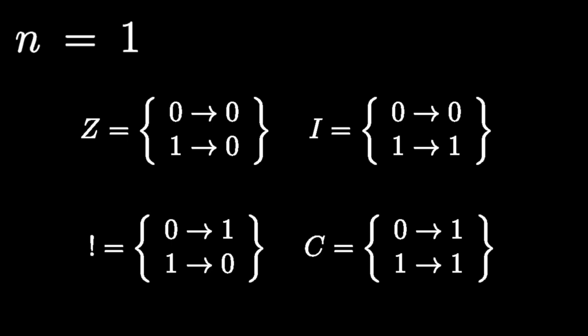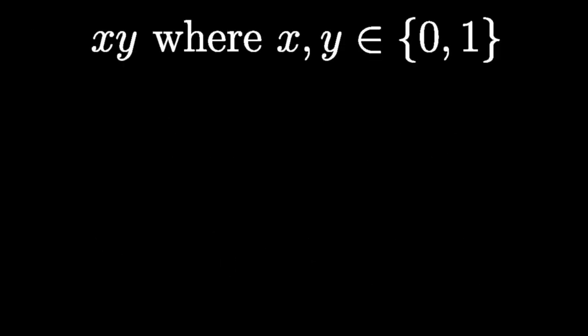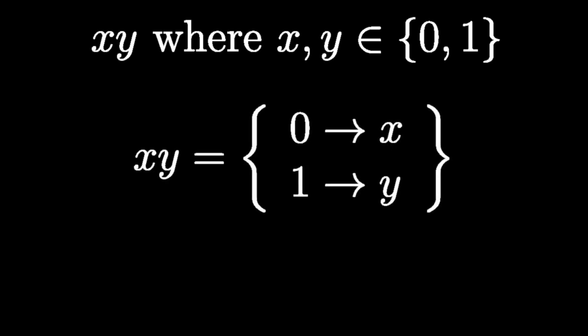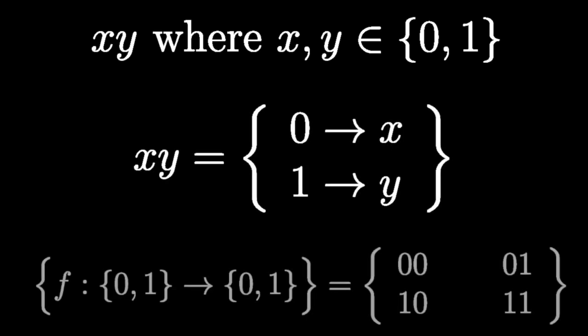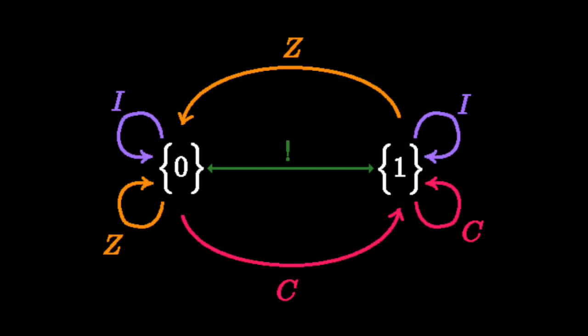They are the functions 0, identity, not, and constant. We can also define these 4 functions as a sequence of symbols x, y. That's because every Boolean function f is defined by a collection of rules which corresponds to an ordered pair of symbols x, y, where x and y can take the values of either 0 or 1. The figure shown here shows how these 4 functions act on the underlying set of 0 and 1.